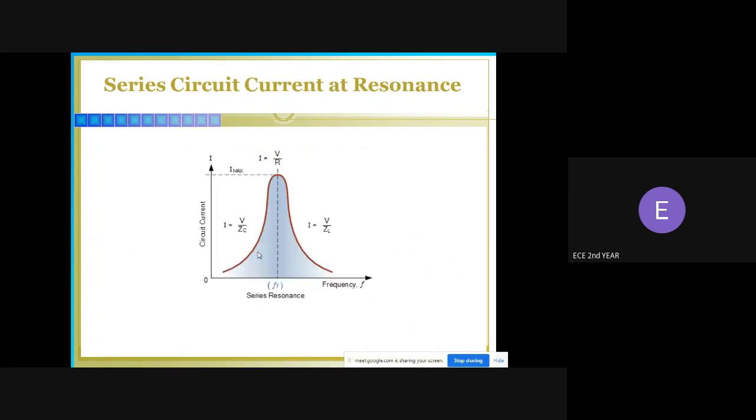What is the current condition? So this is the circuit current, I equal to V by R. At that time we can get the maximum current. Here R is very low, and I equal to V by XC and I equal to V by XL. That is the series resonance condition. So at resonance we can get the maximum current.